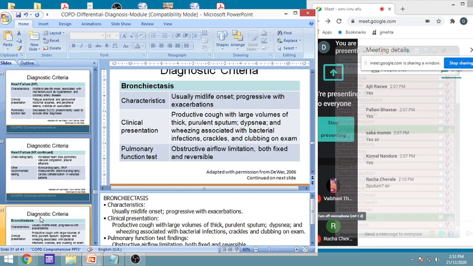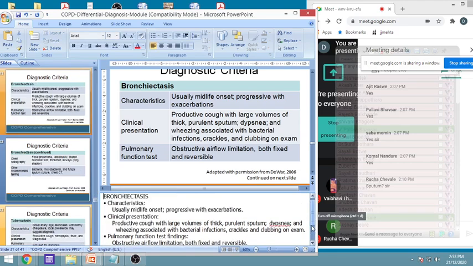Clinically there is a productive cough with a large volume of thick purulent sputum, that is, it is very thick, and purulent means having a smell. There is dyspnea. Then there is wheezing which is associated with bacterial infections, therefore the sputum has a smell. Crackles are there and we can club it with the examination. We can go for a pulmonary function test. We can check the obstructive airflow limitations, fixed and reversible. So this is how we can work towards the diagnosis of bronchiectasis, which is similar to that of COPD.